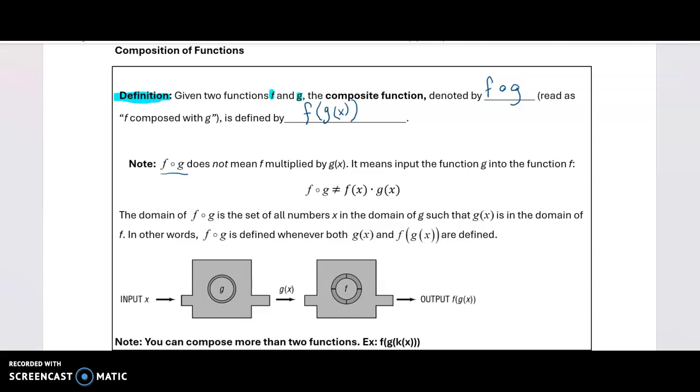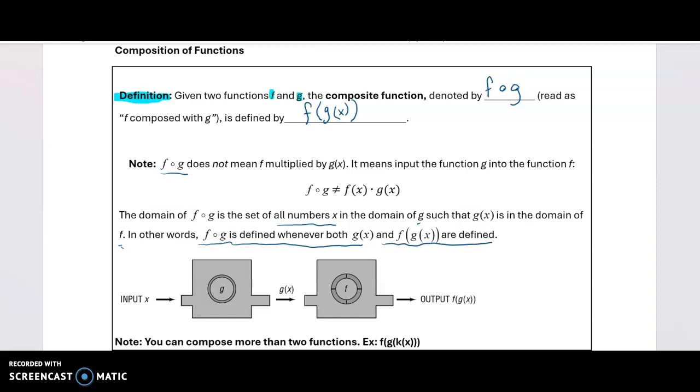It means the input of the function g into the function f. So we're going to put the whole function g into the function f. We'll do lots of examples, no worries. The domain of f composed with g is the set of all numbers x in the domain of g such that g of x is in the domain of f. In other words, f of g is defined whenever both g of x and f of g of x are defined. So let's look at this diagram.